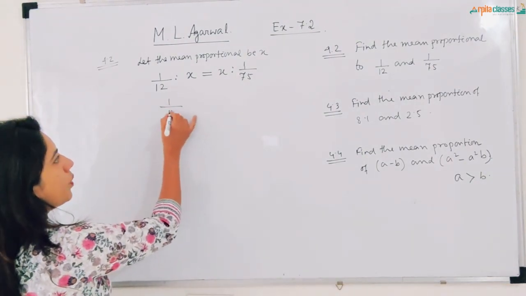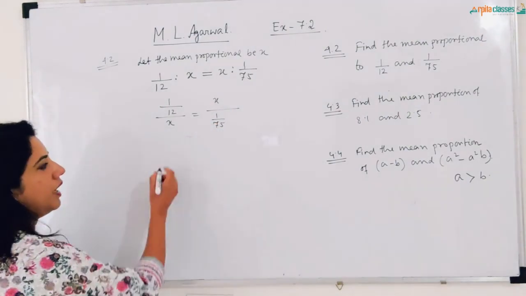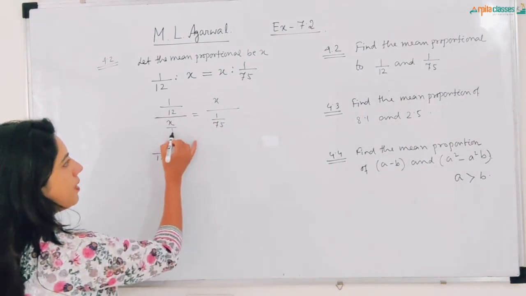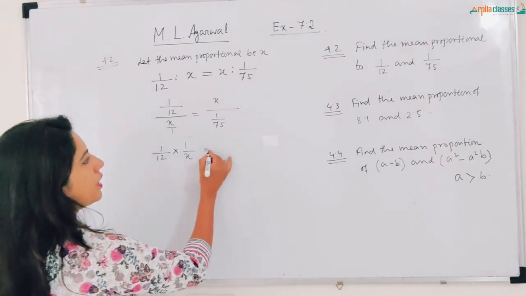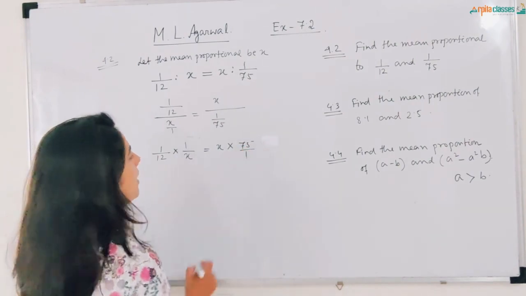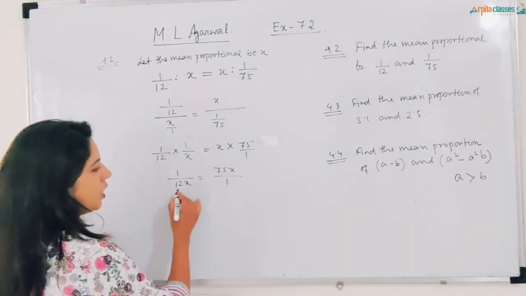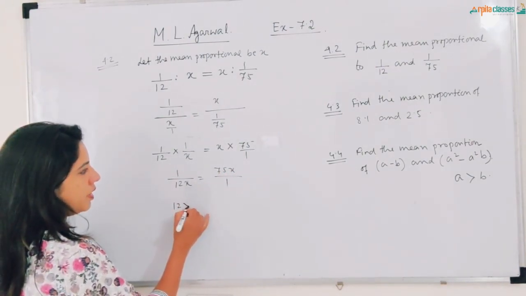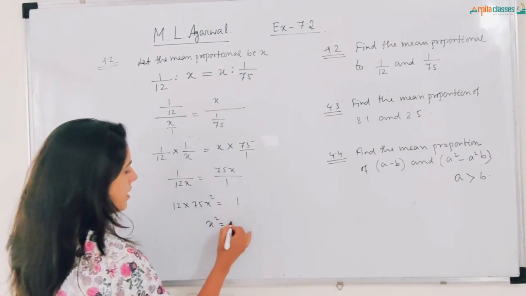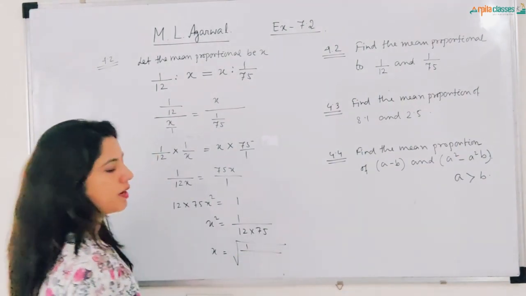Now calculate this. 1 upon 12 upon x is equal to x upon 1 upon 75. Now this will be 1 upon 12. In place of division, I'll put multiplication sign, and this x by 1 is going to get reversed. Here x, in place of division, I'll put multiplication, and 1 by 75 will become 75 by 1. So here I get 1 upon 12x is equal to 75x upon 1, or this is 12 into 75x squared is equal to 1. I cross multiplied. Therefore, x squared is 1 upon 12 into 75. Therefore, x is root of 1 upon 12 into 75.